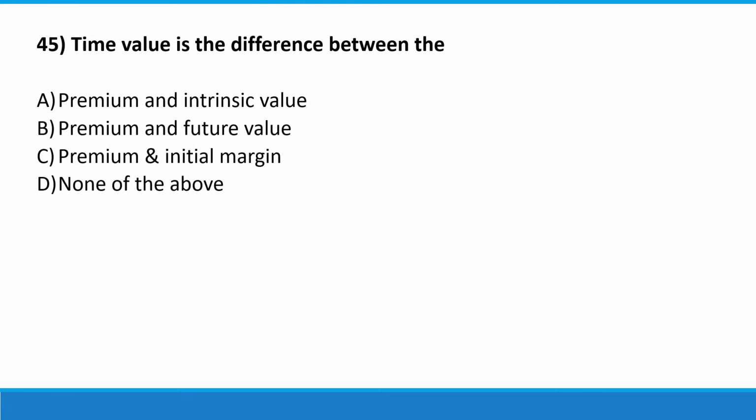Time value is the difference between option A, premium and intrinsic value, option B, premium and future value, option C, premium and initial margin and option D, none of the above. The correct answer is option A, premium and intrinsic value.